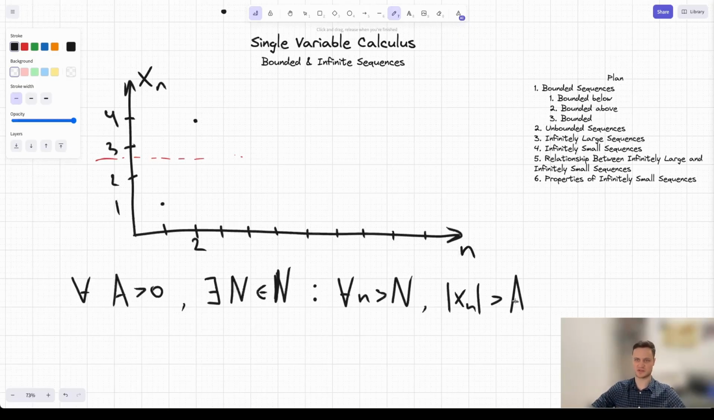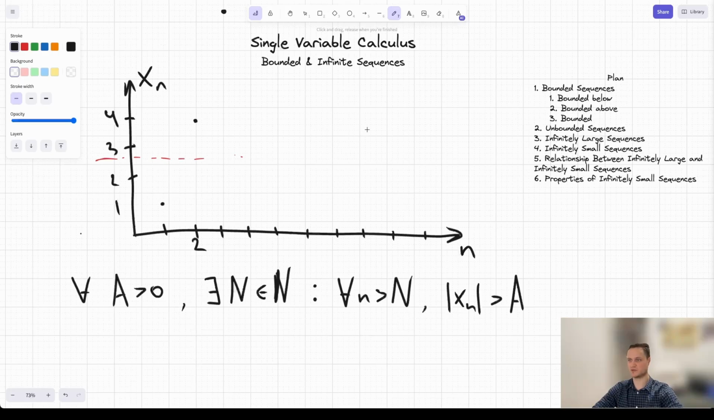And this is very important. For boundedness, we were talking about the whole sequence being above or below some value, while for infinitely large sequences, we say that there is some bound index after which all the elements of these indices are larger than any arbitrarily chosen a. It is important to note that any infinitely large sequence is always unbounded. If a sequence's terms are growing beyond any limit, it certainly cannot be contained within a fixed range.